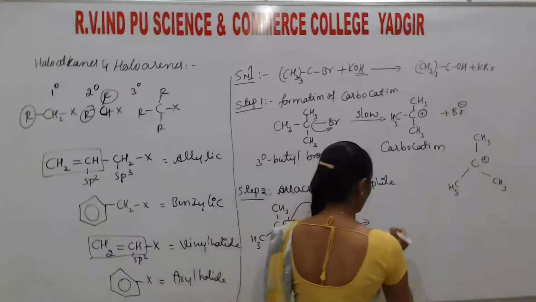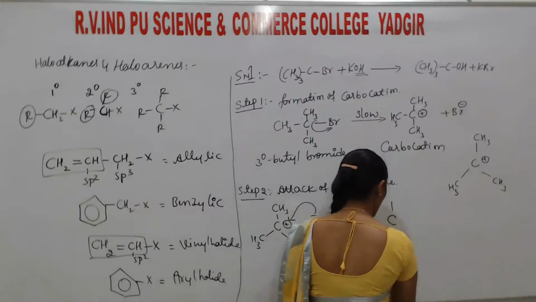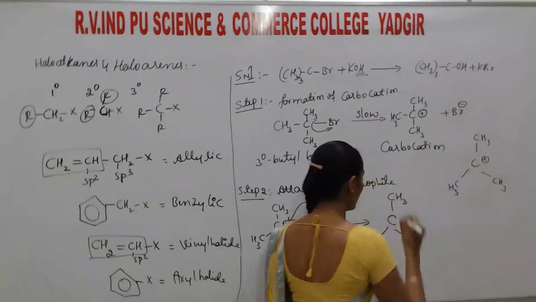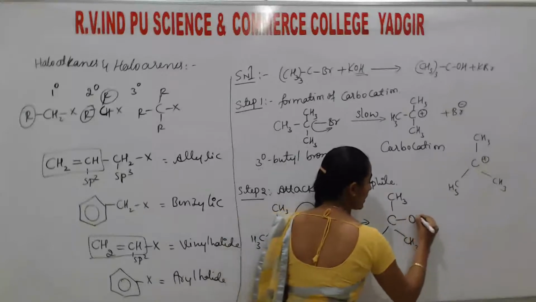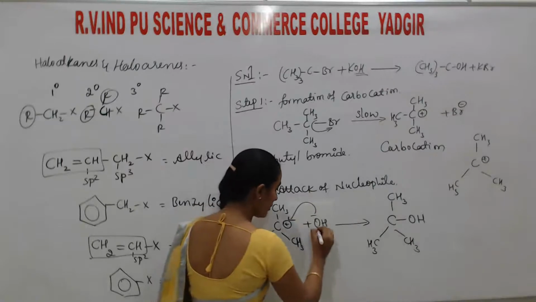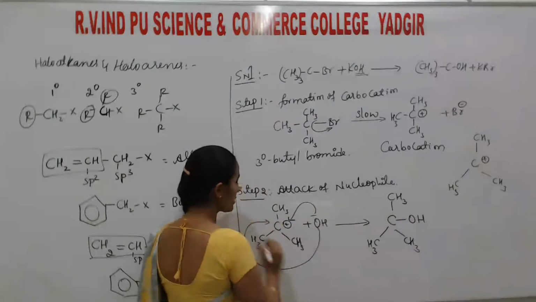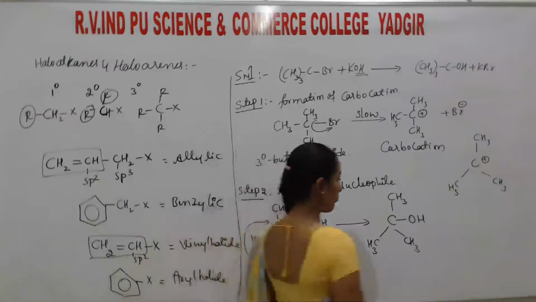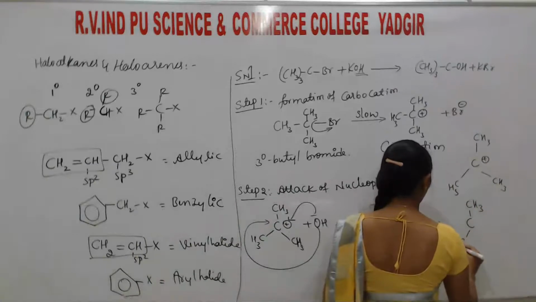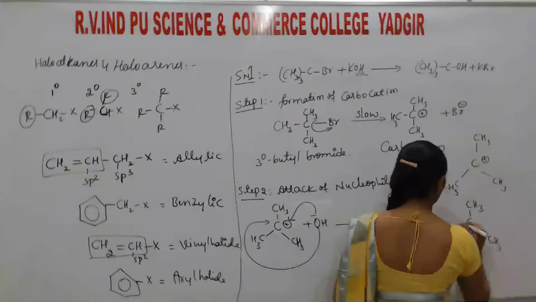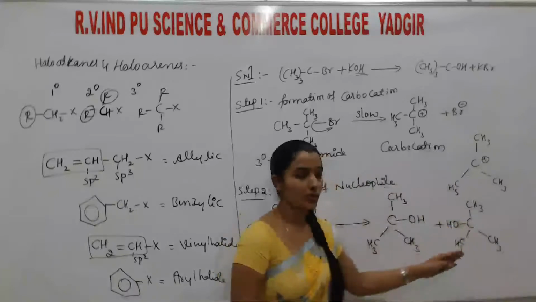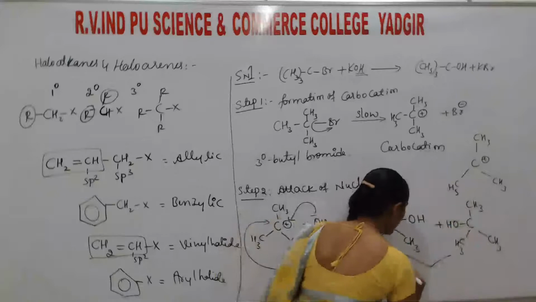Listen here. They form a mixture of compounds. Here CH3, CH3, CH3: OH may be attached here if it is attacking from the front side, or there may be a chance of the OH attacking from the back side. So then they form plus C, CH3, CH3, CH3, OH. So students, here a mixture of two compounds will form. These compounds are called enantiomers.